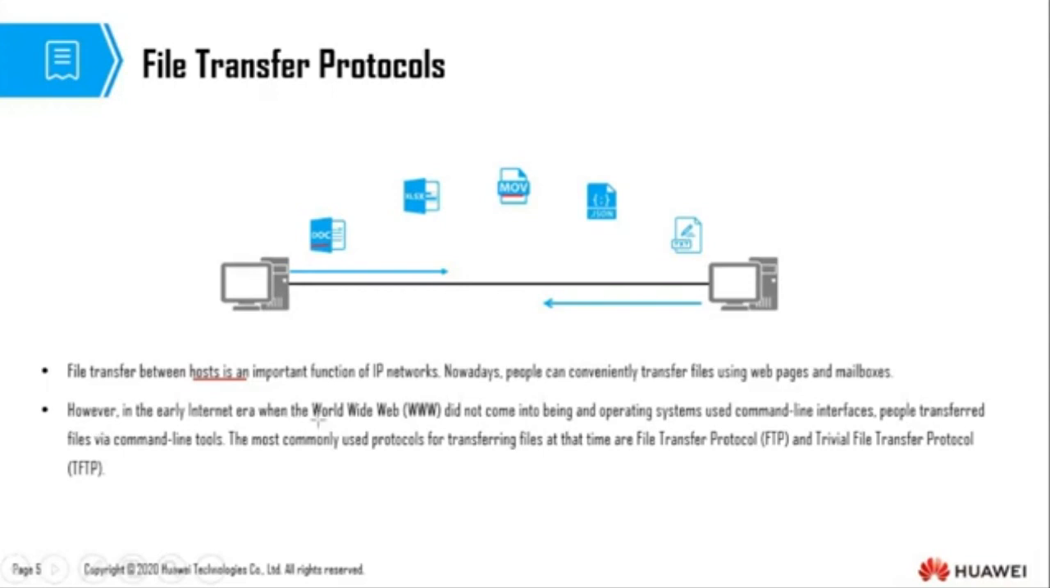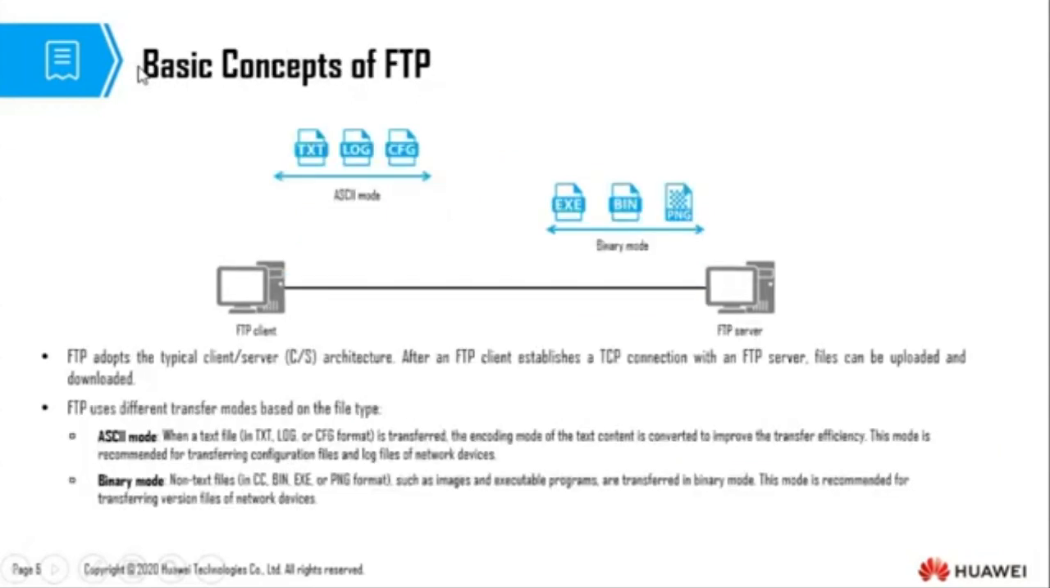However, in the early internet, the World Wide Web had not come into being, and operating systems used command line interfaces. So people transferred files via command line tools. Before we had a graphical user interface, we used command line tools to do that. The most commonly used protocols for transferring files include the File Transfer Protocol, FTP, and the Trivial File Transfer Protocol, TFTP. So let's look into these two protocols.